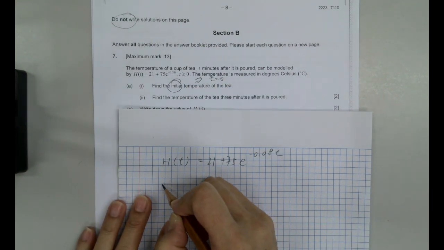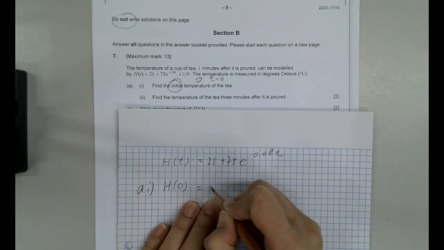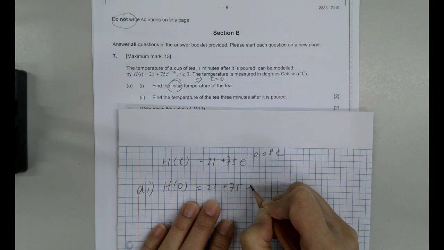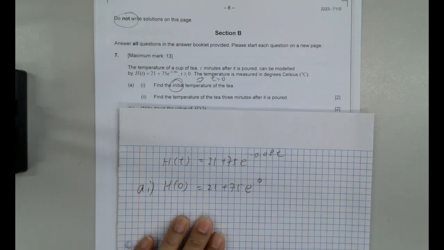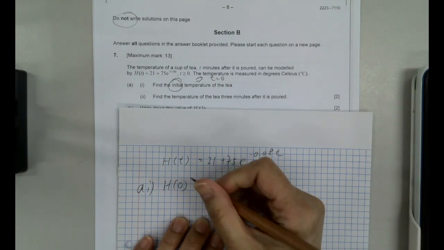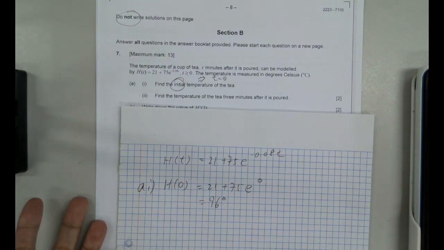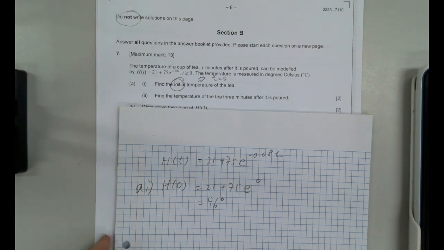So pretty quickly, we use 0 there. We have 21 plus 75e to the power 0, which gives us 21 plus 75, which equals 96 degrees. Pretty straightforward, substitute 0 in, easy, 1 mark from there.